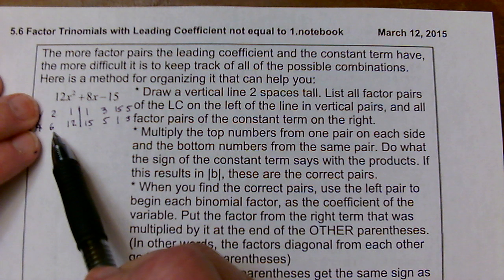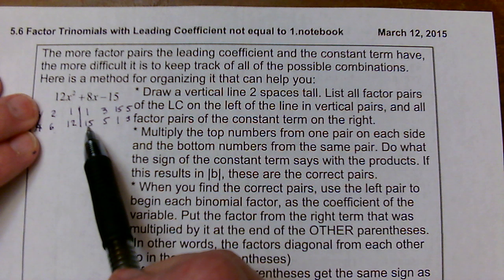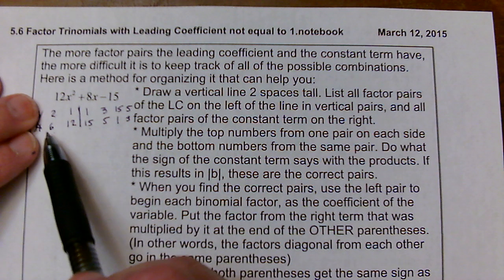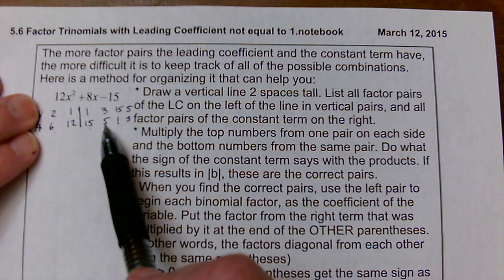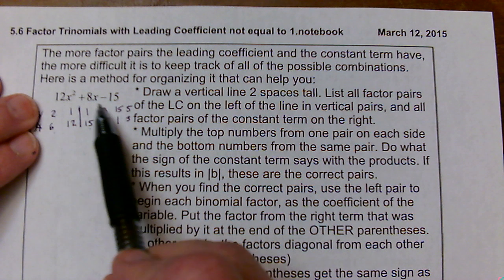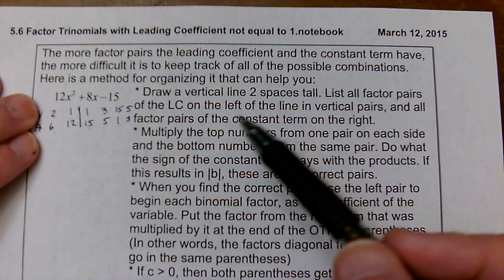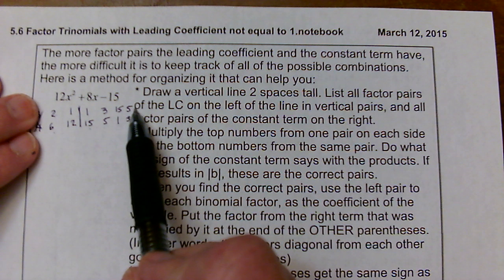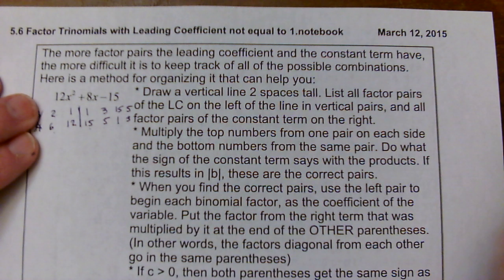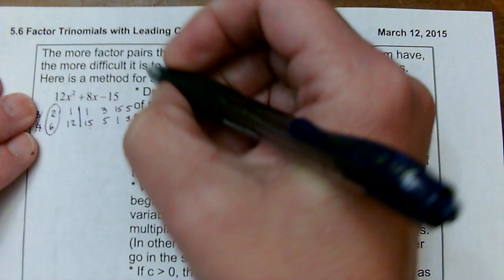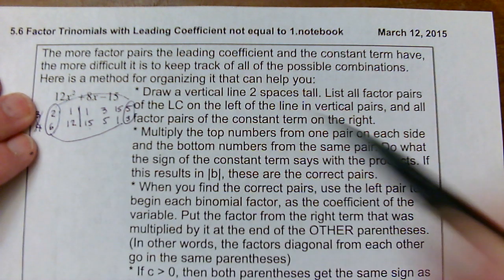Now I'm going to the 2, 6. 2 times 1 is 2. 6 times 15 is 90. 90 minus 2 isn't going to do it for us. 2 times 3 is 6. 6 times 5 is 30. 30 minus 6 does not give us 8. 2 times 15 gives us 30. 6 times 1 gives us 6. That's going to give us 24, not 8. 2 times 5 is 10. 6 times 3 is 18. 18 minus 10 is 8. So I took the 2 and the 6 times the 5 and the 3 to get my 8.